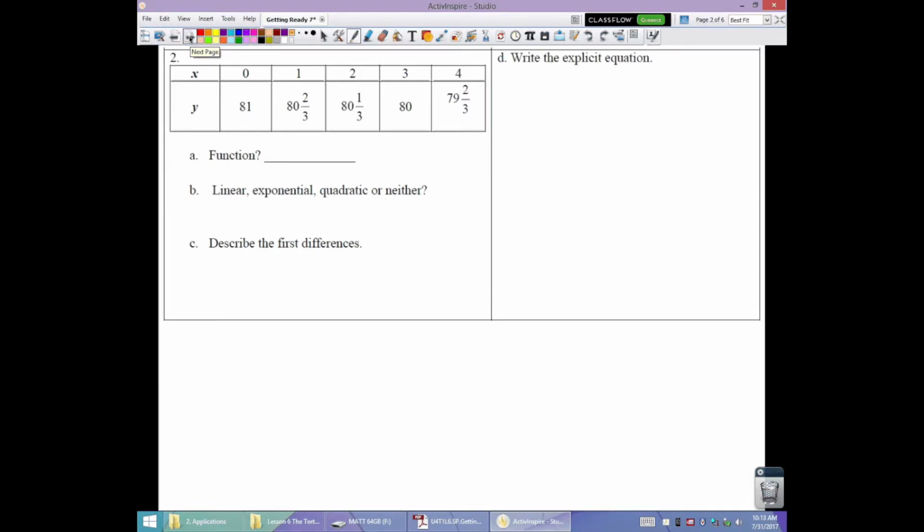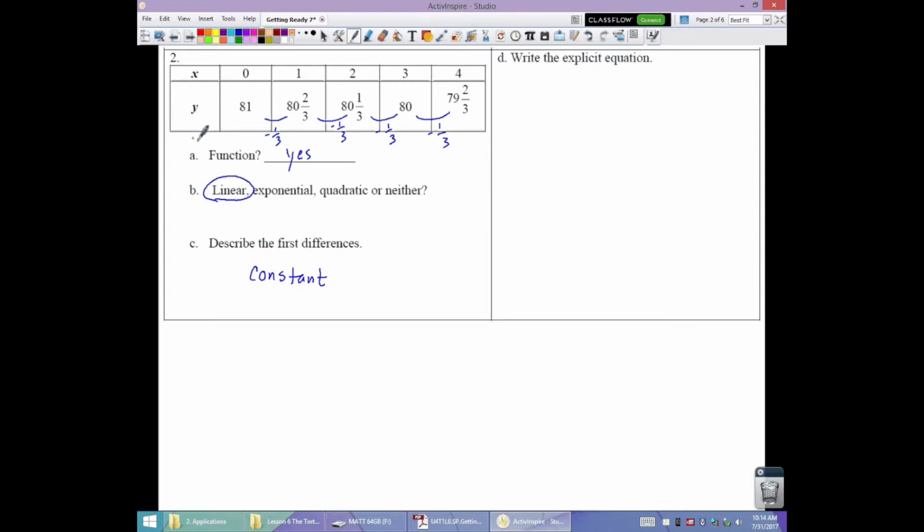Okay, number 2, none of those x values in the table repeat, meaning every x value is paired with exactly one y value. So yes, this one is a function. To determine what type of function, we need to look for a pattern here. Well, this goes down 1/3, down another 1/3, down another 1/3, and continues that way. So that makes this a linear function, and our first differences are constant.